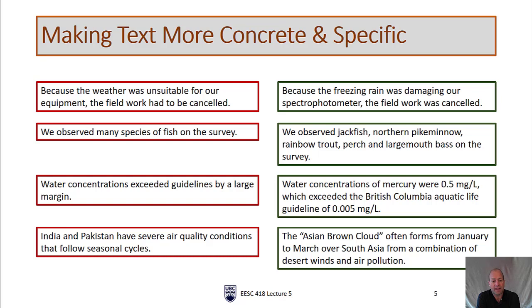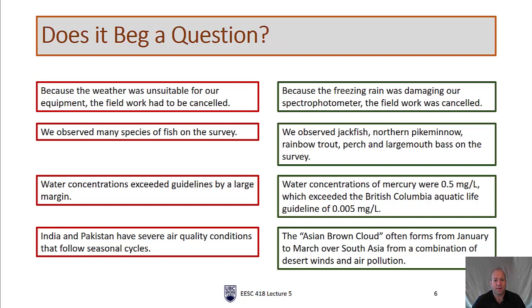Last sentence. India and Pakistan have severe air quality conditions that follow seasonal cycles. Again, let's be specific. The Asian brown cloud often forms from January to March over South Asia from a combination of desert winds and air pollution. I'm going to just now go through these one more time and give you some clues about how to find these in your own documents and other documents that you might be reading.